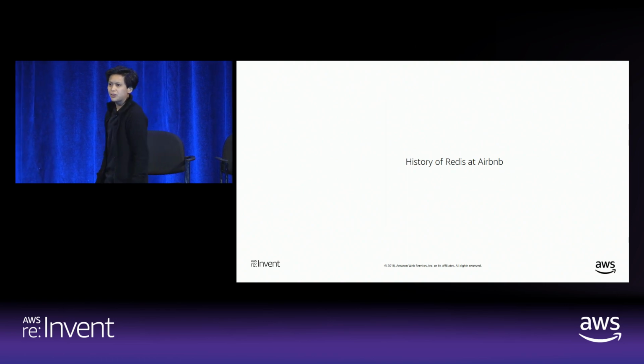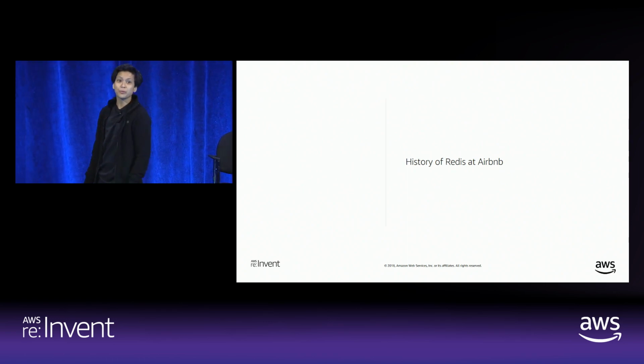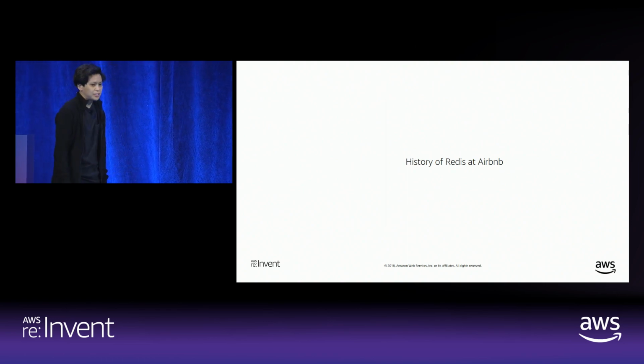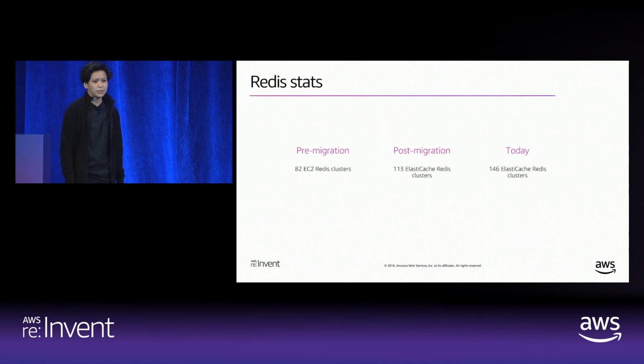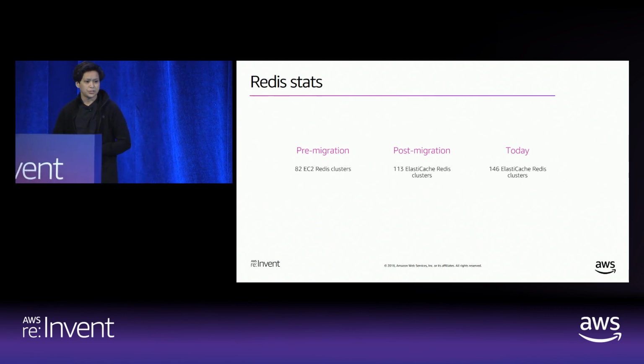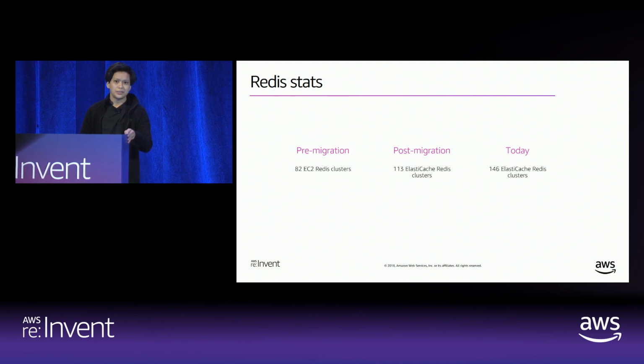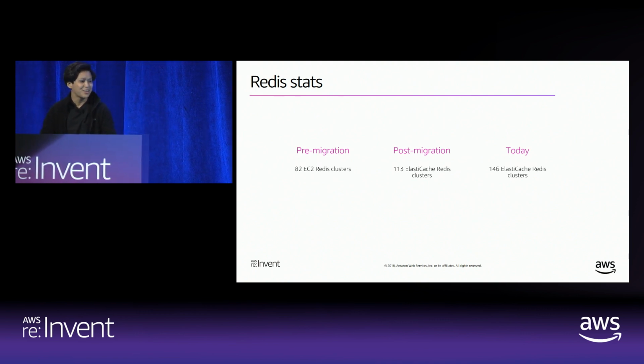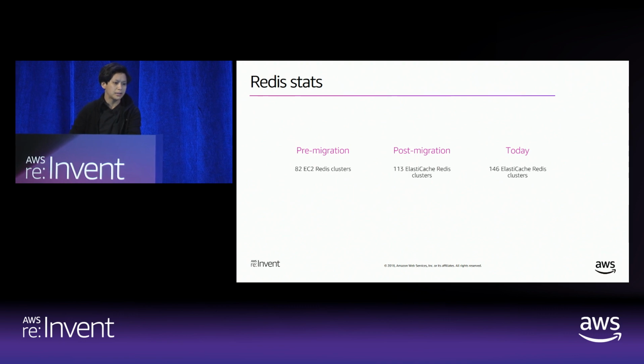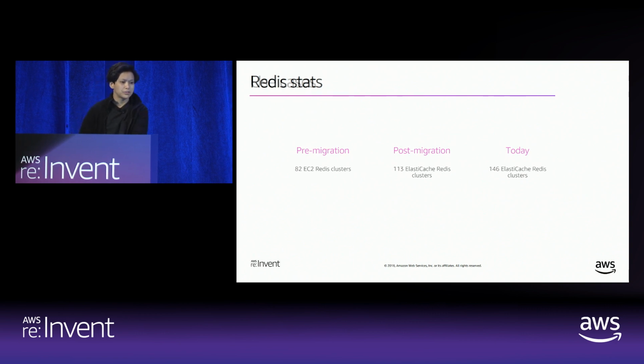So a little bit of background of what Redis looked like before we migrated to ElastiCache. Before the migration, we had 82 clusters in EC2 that we managed. Post-migration, about a day after 100% migration, we had 113 ElastiCache Redis clusters, and today we actually have more than 146 clusters.